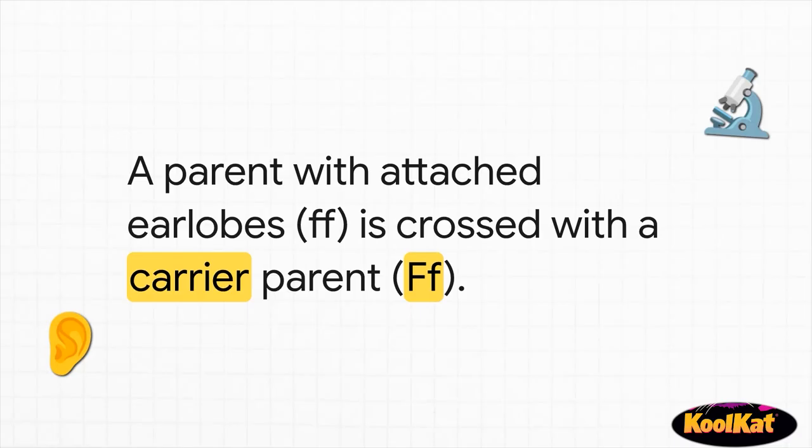Okay, here's our scenario. The trait is earlobes, and we're told free earlobes are dominant. So we've got one parent with attached earlobes. Now, since that's a recessive trait, their genotype has to be lowercase f, lowercase f. The other parent is a carrier, which is just a fancy word for heterozygous, so they have one of each, capital F, lowercase f.